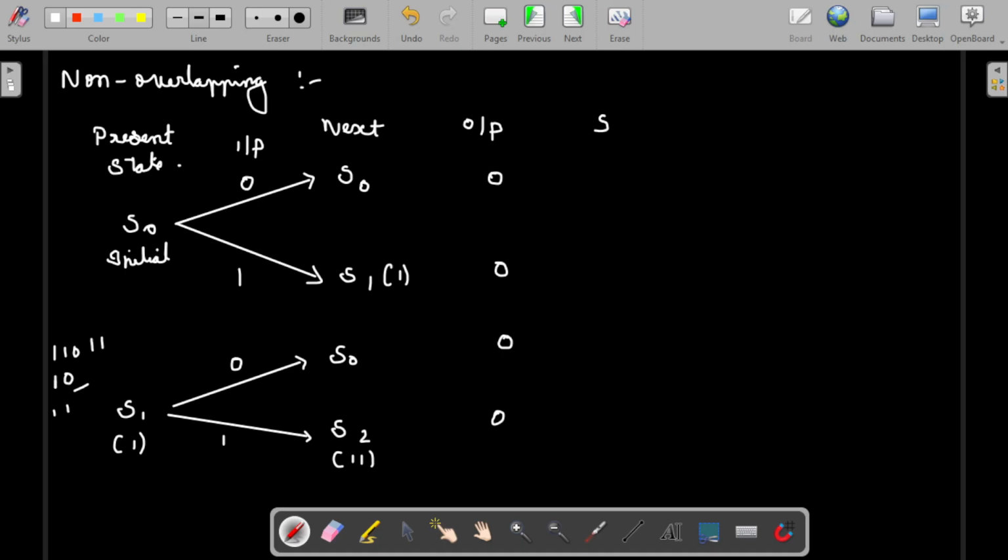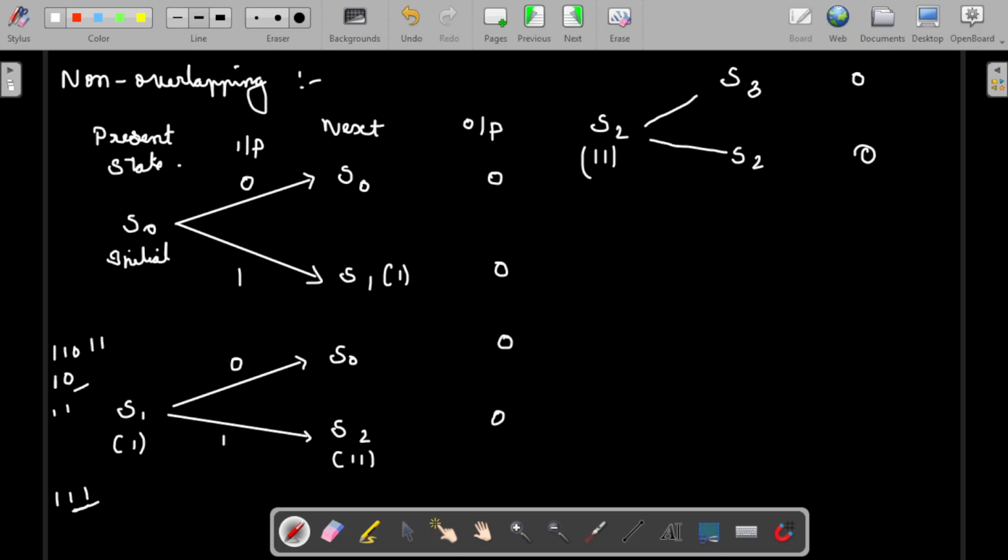So here it is in S2. S2 is 1 1. When 0 is coming, it will move to the next state, that is S3. Output will be 0 here. When 1 is given, the sequence will be broken, but it will go to S2 again. Why is it not going to S0? Because 1 1 is already there, and if another 1 comes, it stays in the same state. That is why the output will be the same, 0.